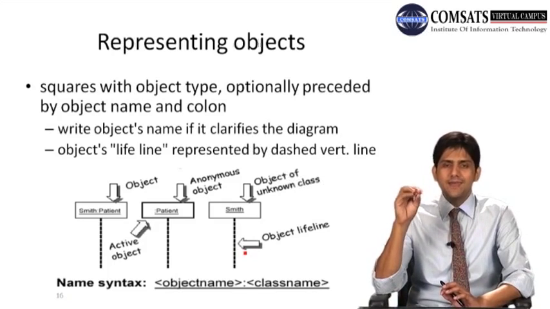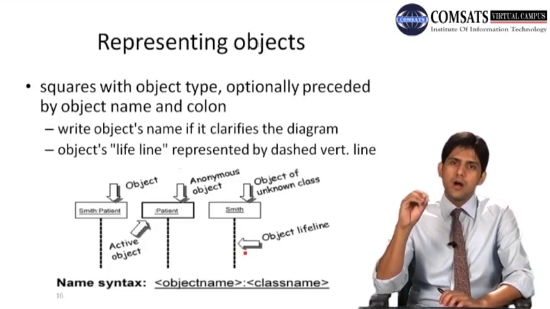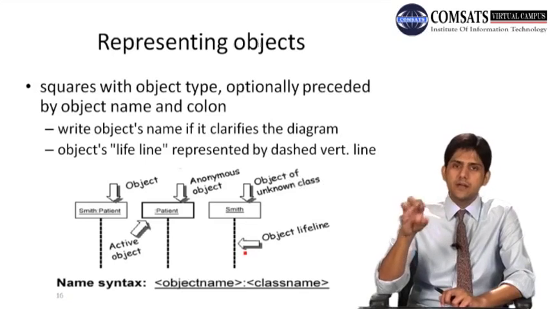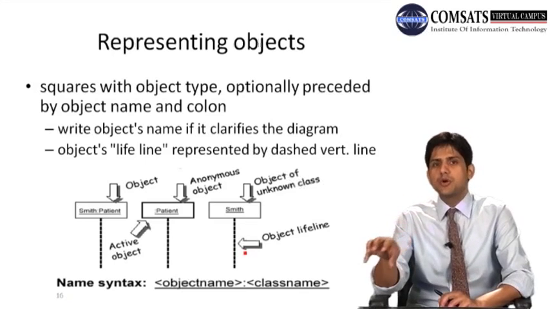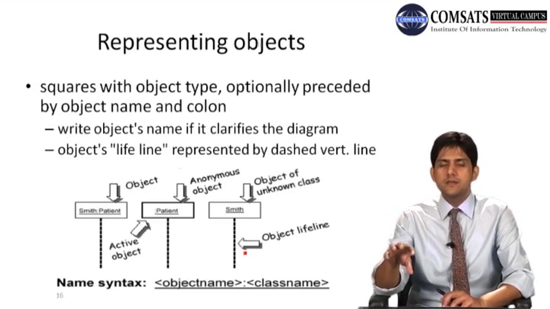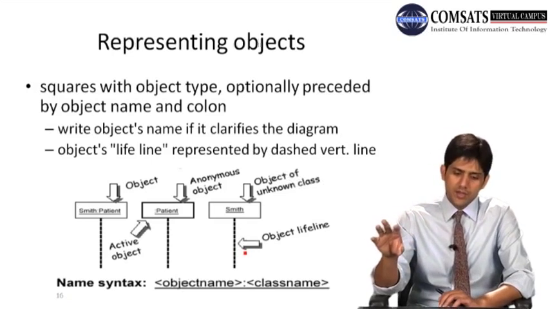for you to keep in mind: if in a particular scenario, writing the object name makes the scenario of your diagram more clear, then you do that. Otherwise you can just write the class name and that would be it.